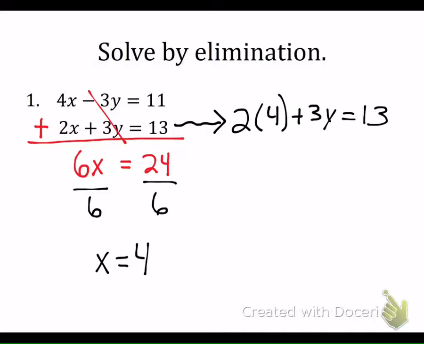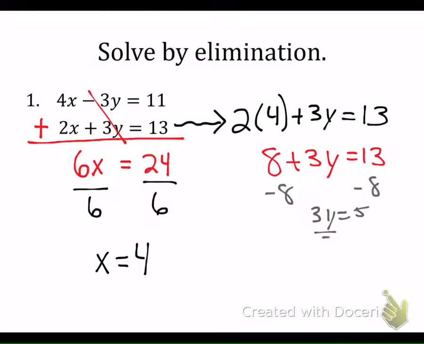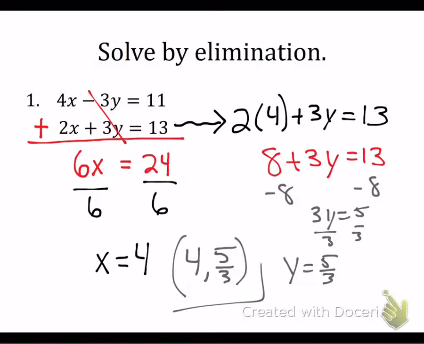Now, 2 times 4 is 8. When I subtract 8 from both sides, I get 3y equals 5. So y equals 5/3. So I think my answer is 4, 5/3, but I can plug it in to check.